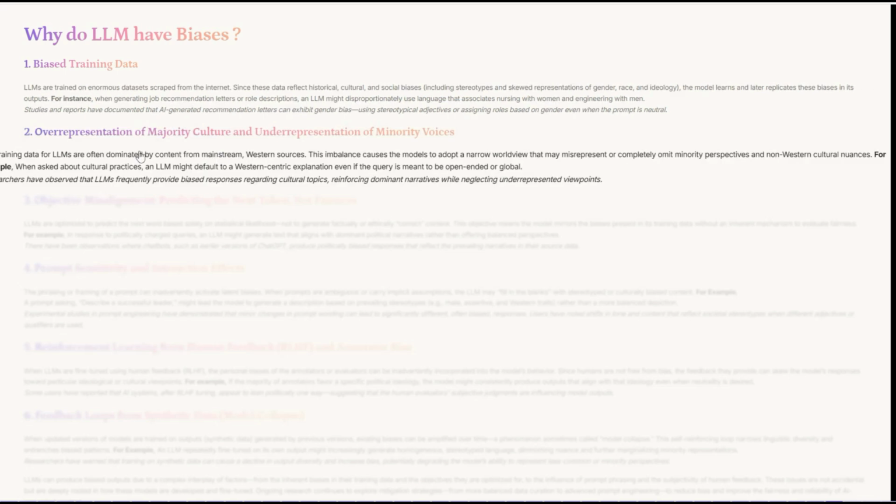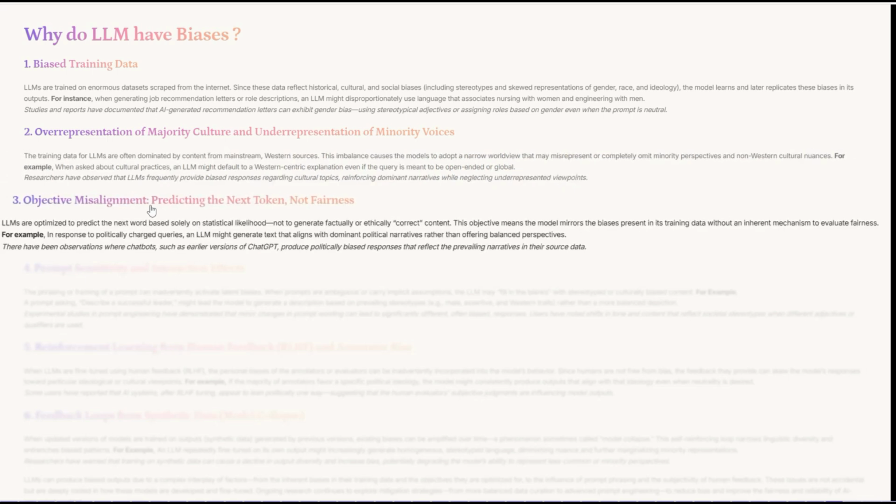Second is due to overrepresentation of majority culture and underrepresentation of minority voices. The training data for LLMs are often dominated by content from mainstream Western sources. This imbalance causes the models to adopt a narrow worldview that may misrepresent or completely omit minority perspectives and non-Western cultural nuances. For example, when asked about cultural practices, an LLM might default to a Western-centric explanation, even if the query is meant to be open-ended or global. Researchers have observed that LLMs frequently provide biased responses regarding cultural topics, reinforcing dominant narratives while neglecting underrepresented viewpoints.